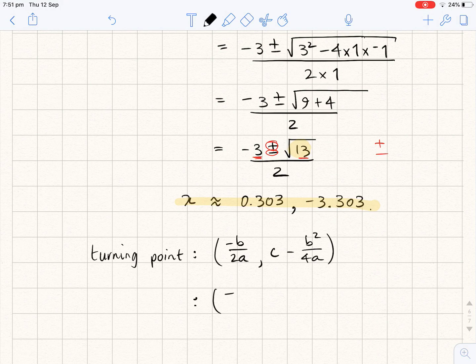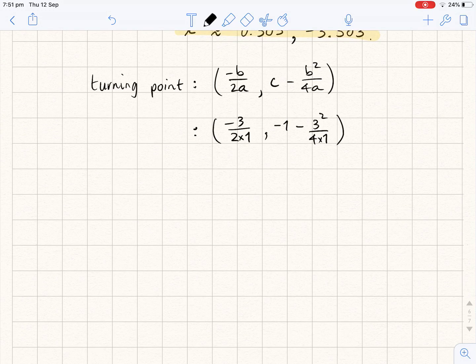So b was 3, a was 1, c was -1, b was 3, and a was 1. Simplifying this expression, I get -3 on 2, and then -1 take 9 on 4, and to get this simplified on the right hand side for the y value, I need a common denominator, so I'll make that 4 on 4, and I end up with -3 on 2, comma, -13 on 4.